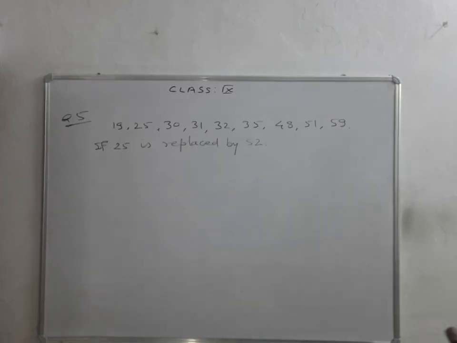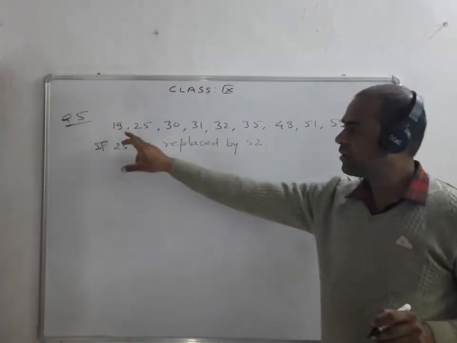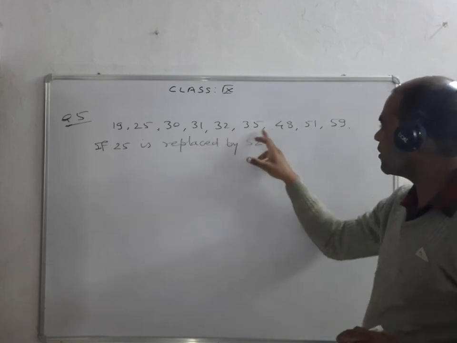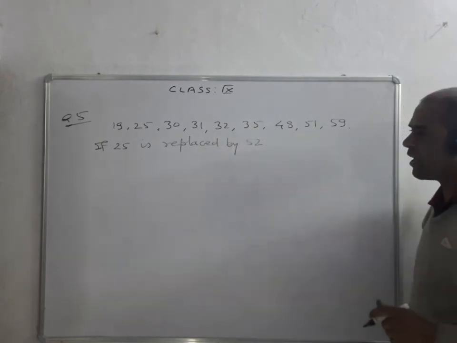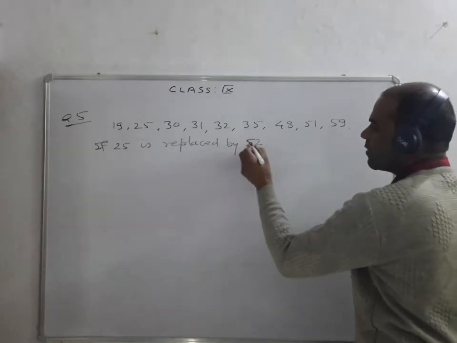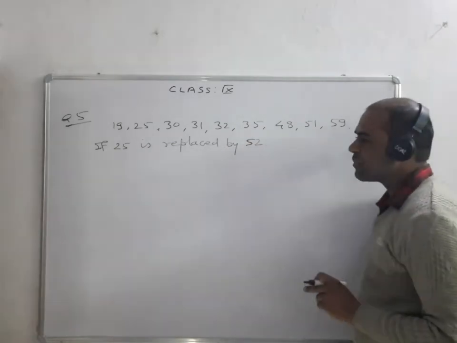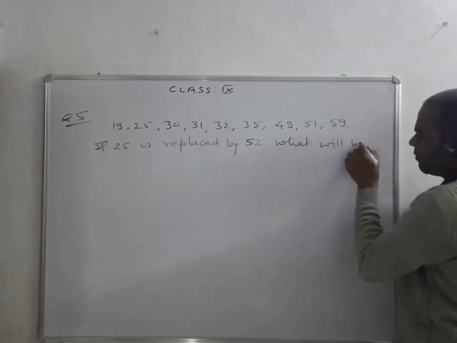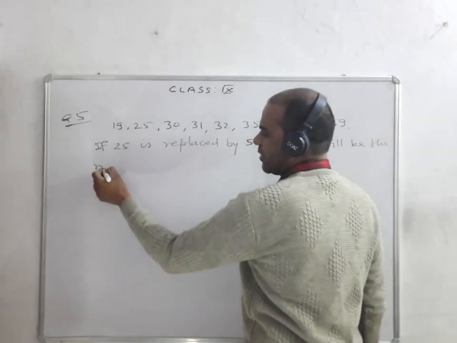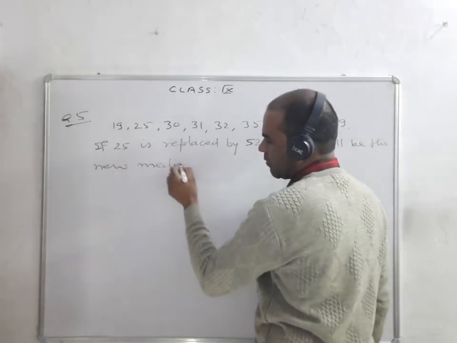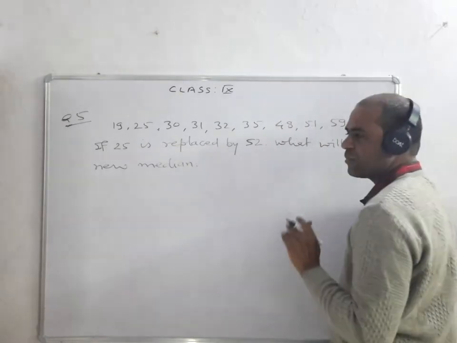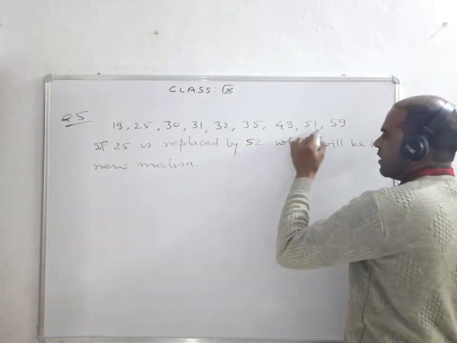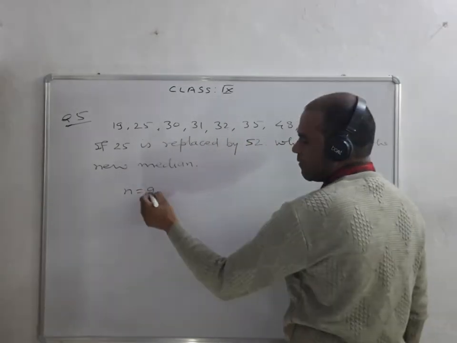Our next question is, find the median of the given observations. Here the observations are 19, 25, 30, 31, 32, 35, 48, 51 and 59. And next, if 25 is replaced by 52, what will be the new median? First of all, find the median. So here 1, 2, 3, 4, 5, 6, 7, 8, 9. Here n is 9, which is an odd number.